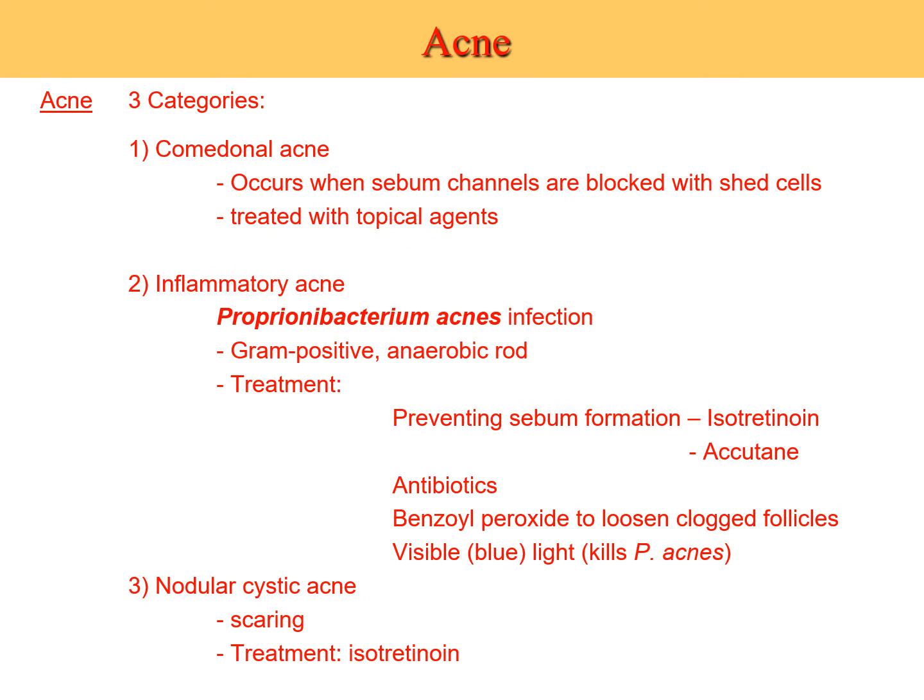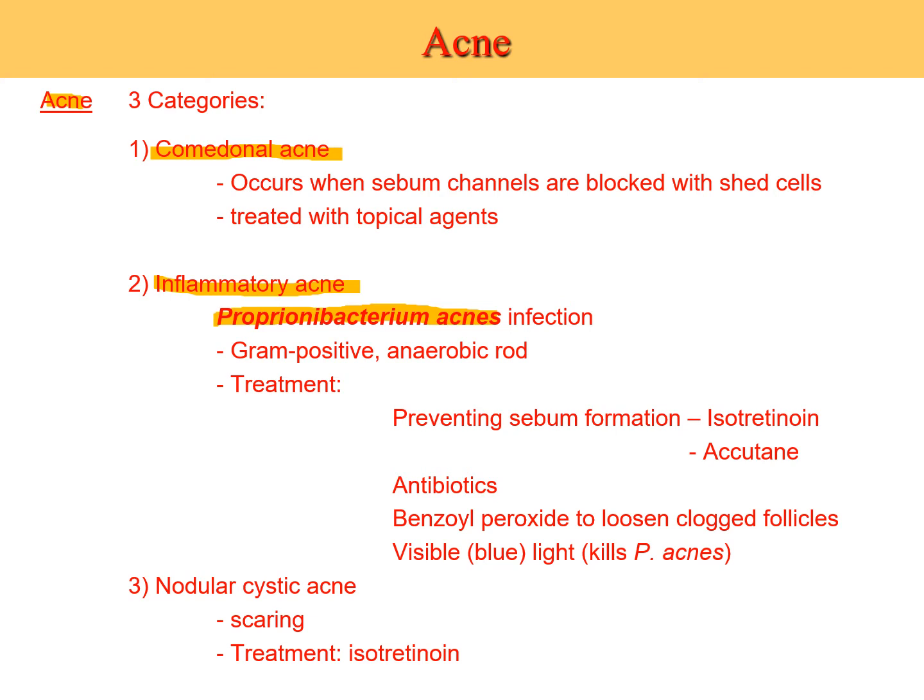There are three categories of acne. There is comedonal acne. The channels are blocked and can easily be treated with simple topical agents that reduce inflammatory responses. There's inflammatory acne, in which case there is an infection. The blocked follicle starts to grow Propionibacterium acnes, which is a normally found microflora.